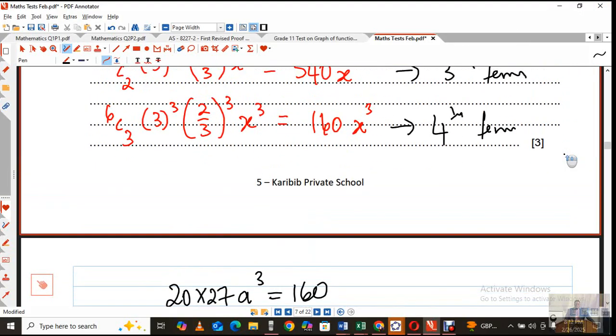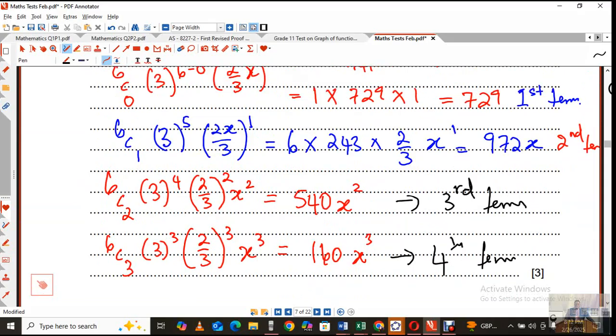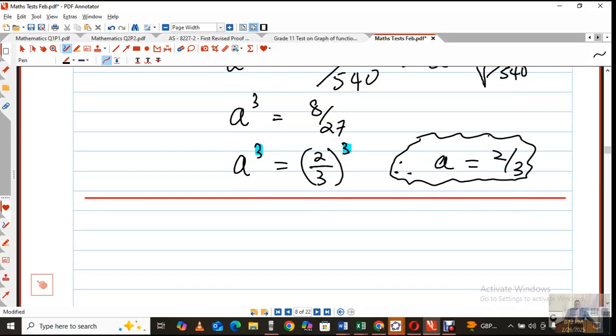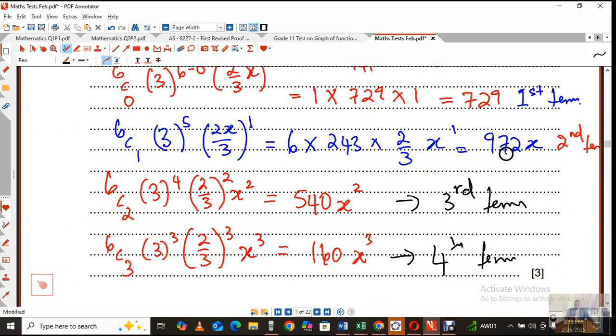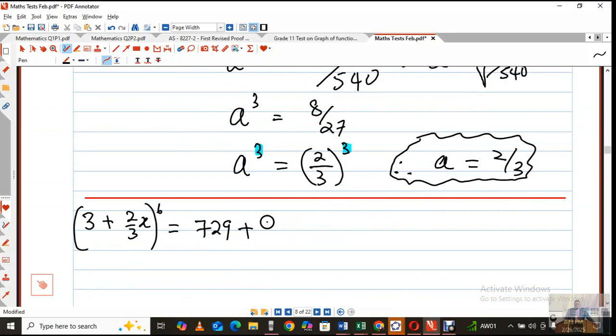Again, I have to bring in or work from this page. So what was my first term? Let's go back. My first term is 729. Okay, so I'm going to write my first term. So essentially what I have here, this is 3 plus the a was now 2 over 3x all raised to the power of 6 is equal to, first term was 729 plus, what is my second term? My second term is 972x. Just remember that. So I'm going to write that down. 972x. What is my third term?